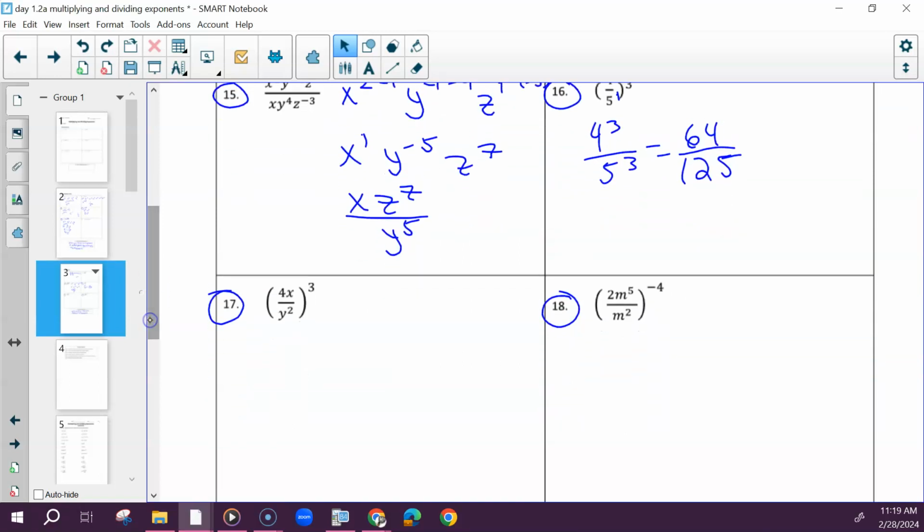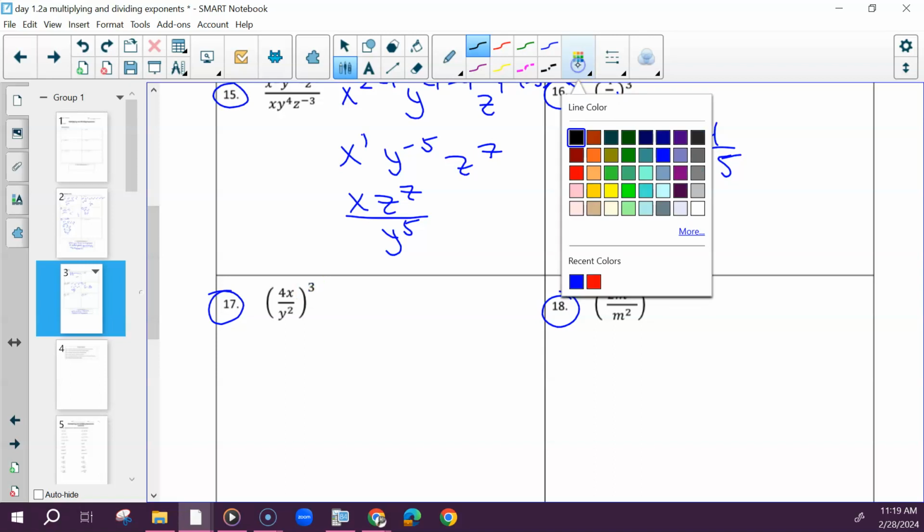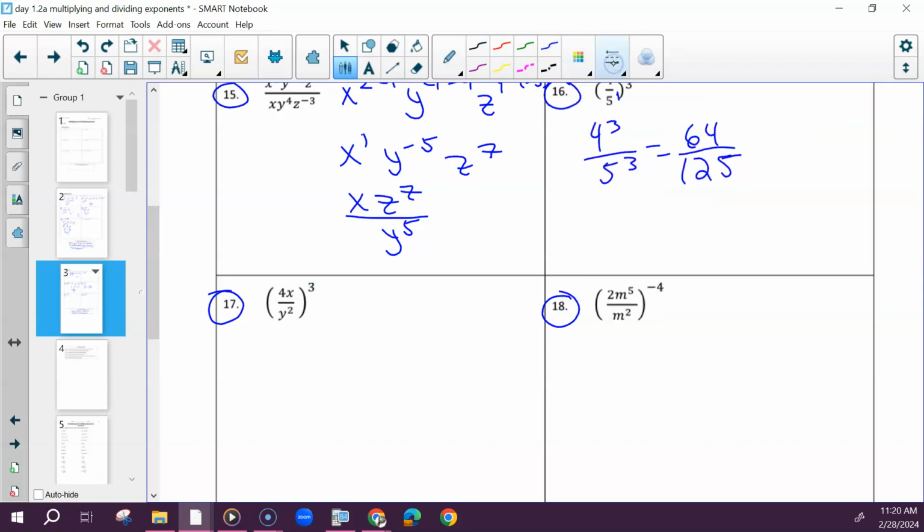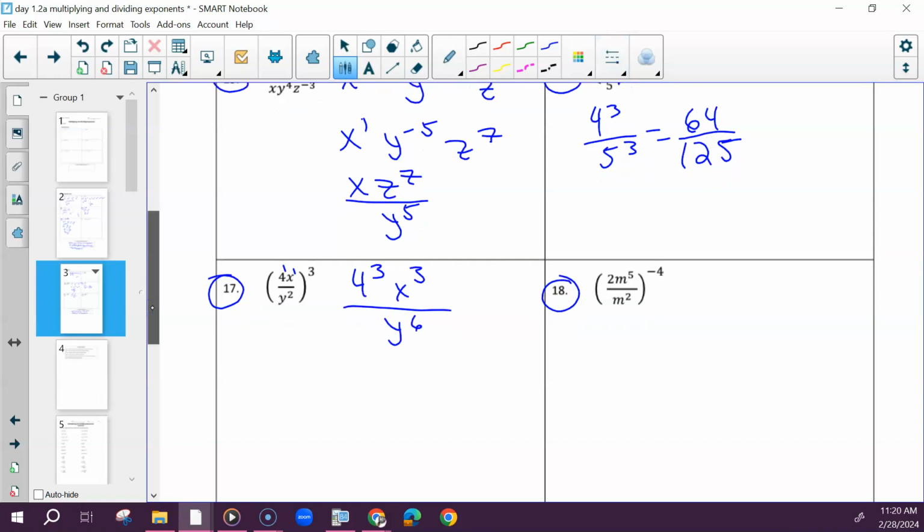For 17, similar to 16, again, this is one that really doesn't need to be here, but we're going to take the 3 and multiply it to all of the exponents on the inside. So this would become 4 to the 3rd, x to the 3rd, over y to the 6th. 4 to the 3rd we just figured out was 64. So that would be 64 x to the 3rd over y to the 6th. Questions on that one?